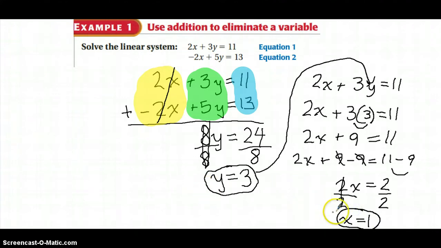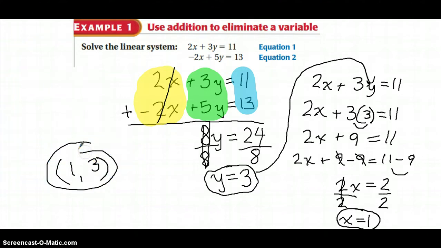Alright, so now I've got my x term, I've got my y term, and so I'm going to put it in an ordered pair for my final solution. So my x term is 1, my y term is 3, and that's my ordered pair solution for the linear system. 1, 3. Alright, so remember, if you still need a minute to copy all of that down, you can pause it. If you need to watch again, just rewind the video.